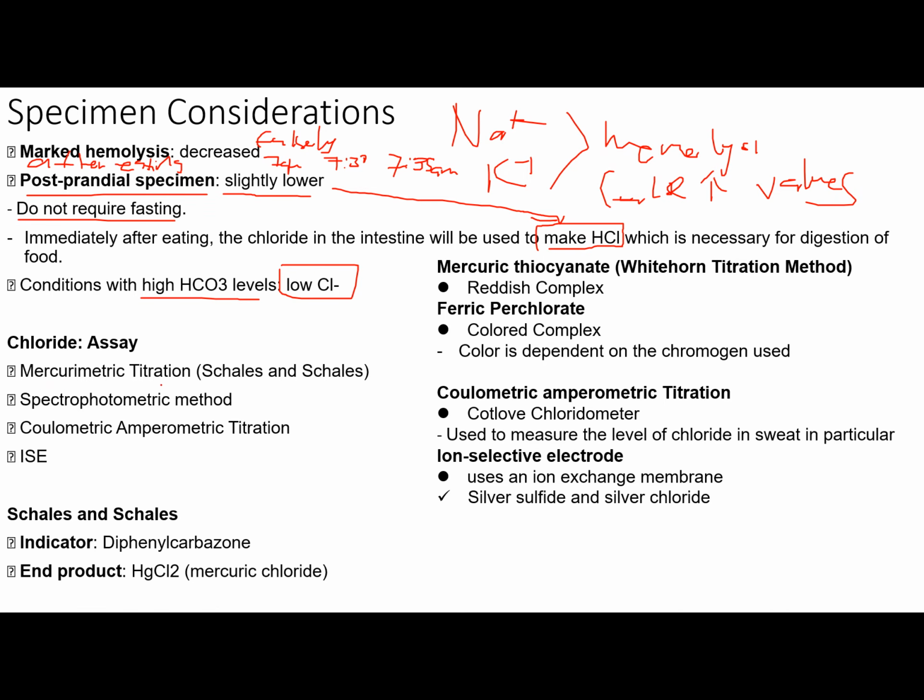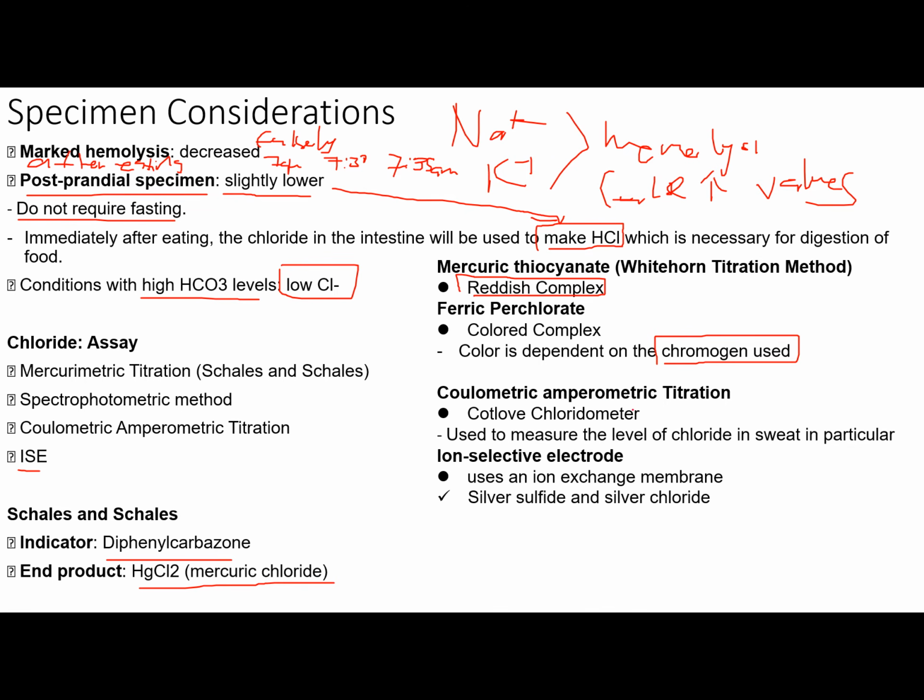Now, these are the chloride assays used. We have your mercurimetric titration, known as your Schales and Schales, spectrophotometric method, colorimetric amperometric titration, and your ISE. Now, in the laboratory, class, we usually use Schales and Schales. Schales and Schales would use an indicator of diphenylcarbazone, and the product is your mercuric chloride. Then there's also your Whitehorn titration method, using mercuric thiocyanate. It forms a reddish complex. Then there is also ferric perchlorate. This is a colored complex. The color is dependent on the chromogen you would use.